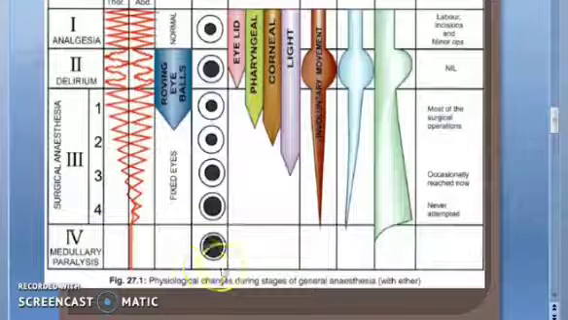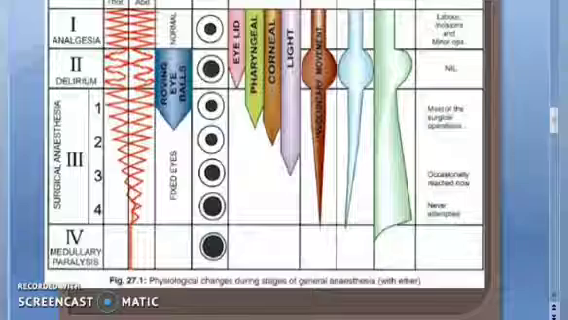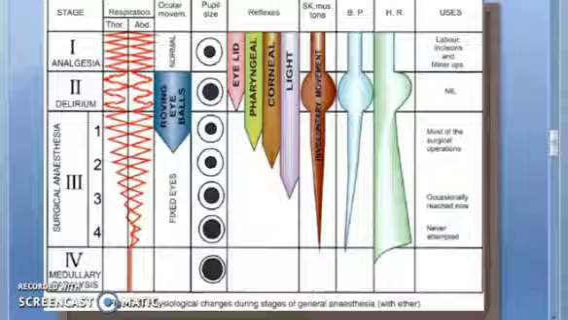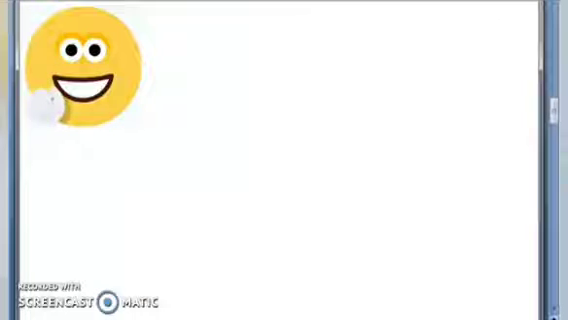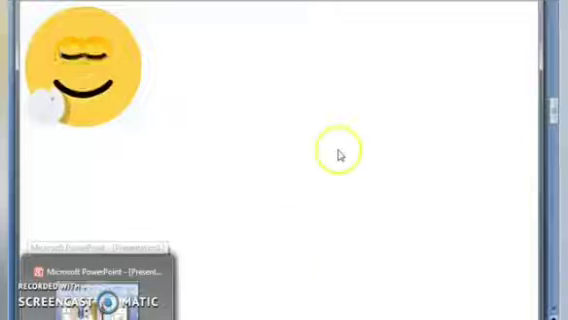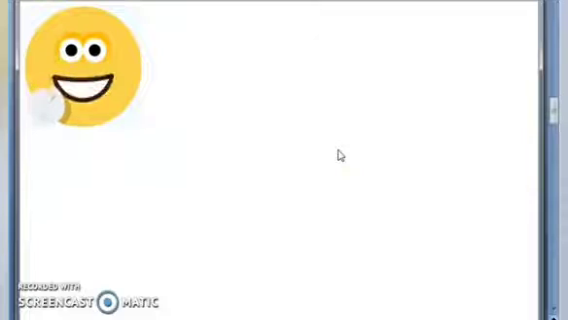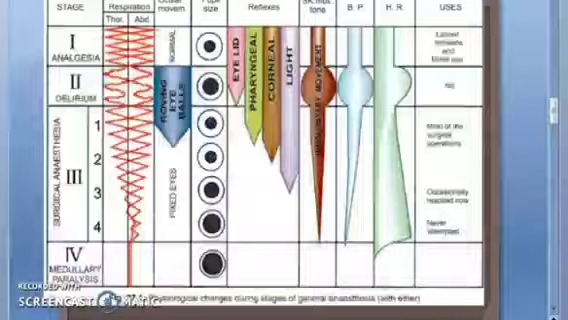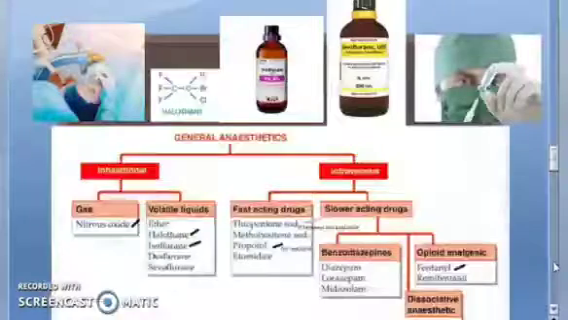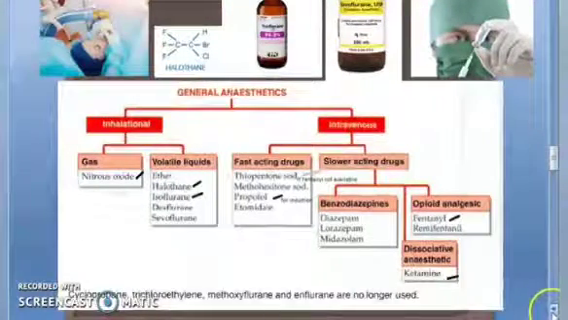So basically you understood, right? In which stage will they do the surgery? They will do it in the third stage of anesthesia. Which plane in the third stage? Plane 1 and plane 2. Good. So what is the fourth stage called? Paralysis. What paralysis? Medullary paralysis. Very good.